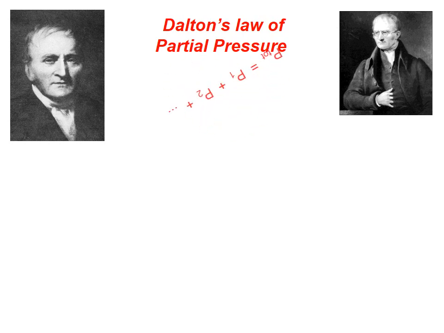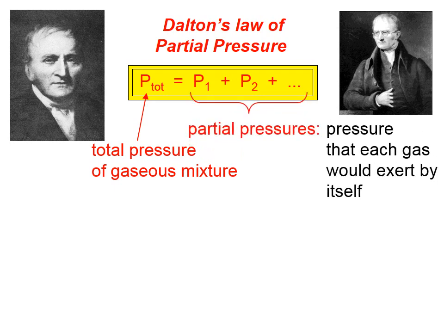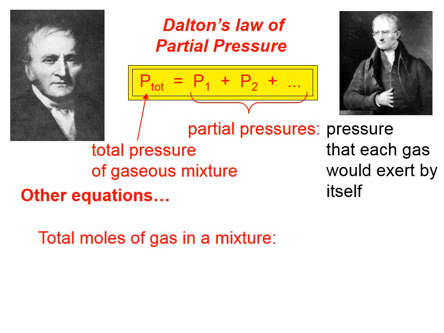Dalton's law of partial pressure says that the total pressure of a gaseous mixture is equal to the sum of the partial pressures. Now, the partial pressures are the pressures that each gas would exert if it were by itself in the container.